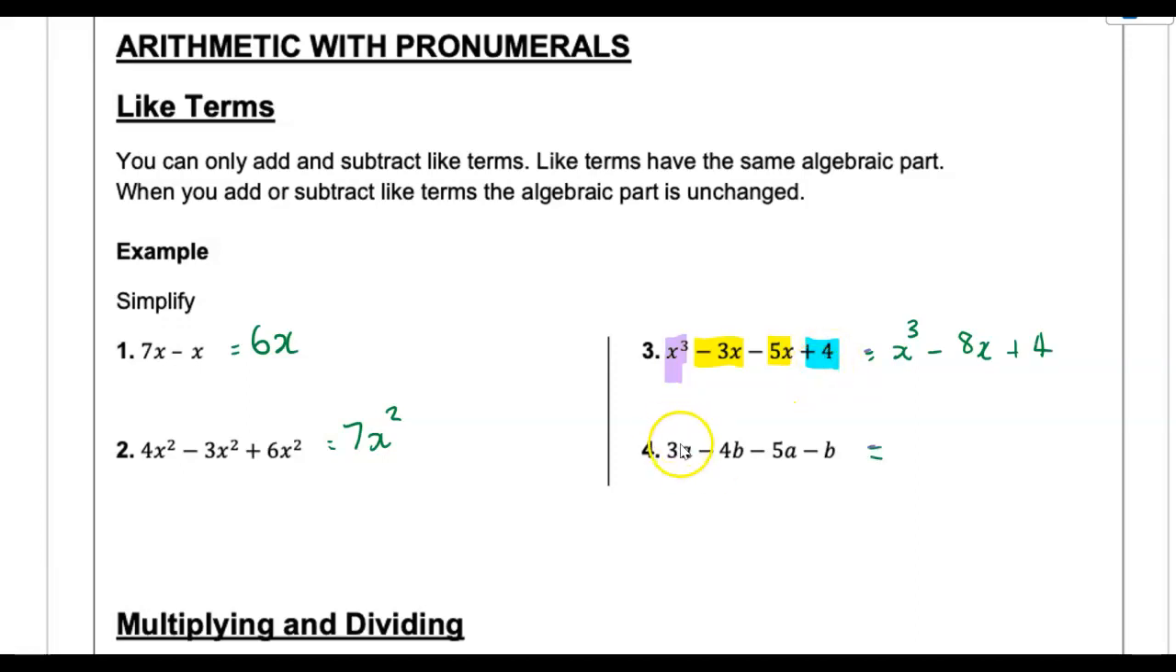Okay. Similarly, on the next one, let's look at like terms. So in the blue, we've got 3a and minus 5a. That will give us minus 2a. The minus goes with the 4 for the b, and we're going to take off another b. So minus 4b minus another b is minus 5b.